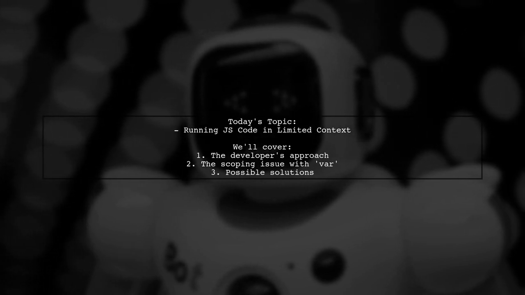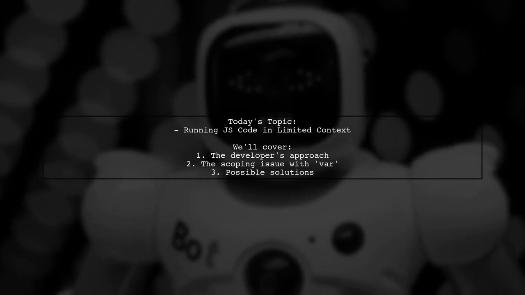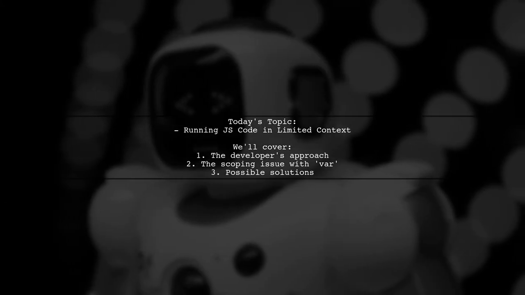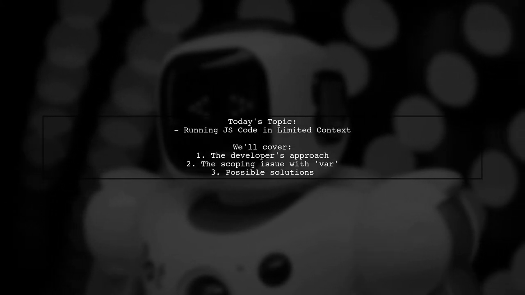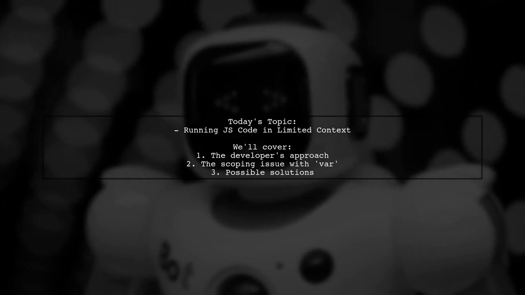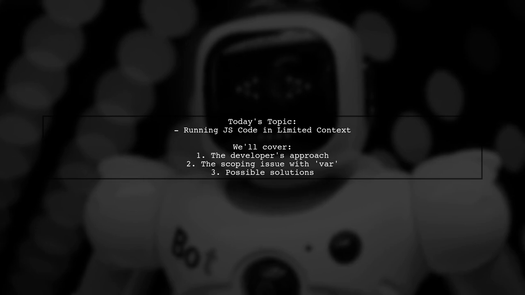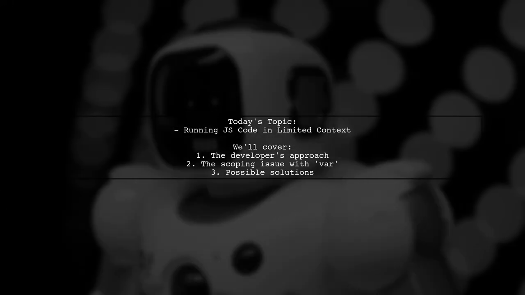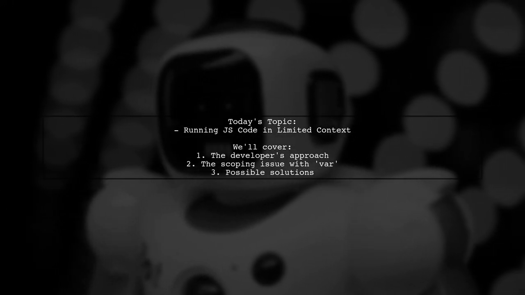Today we're tackling an intriguing question from a developer who's trying to run trusted JavaScript code in an isolated context. They've come up with a method using a function called limitedEval, but they've hit a snag when it comes to variable scoping. Let's dive into the details of their challenge.